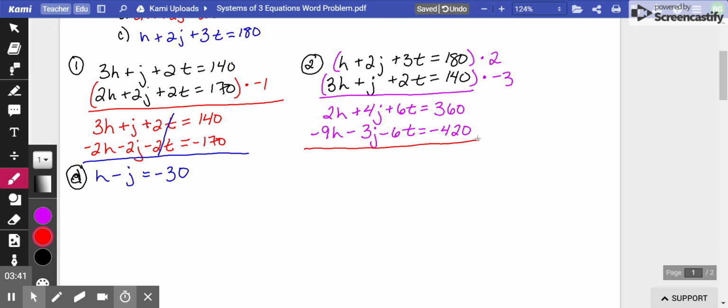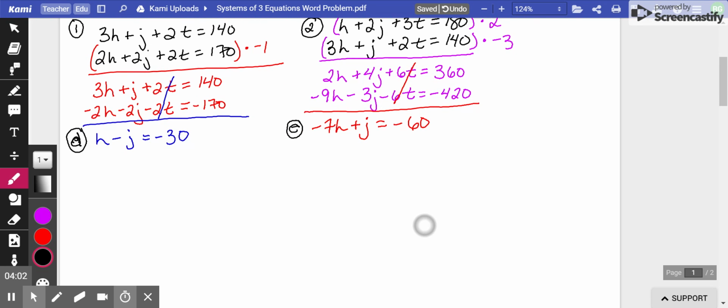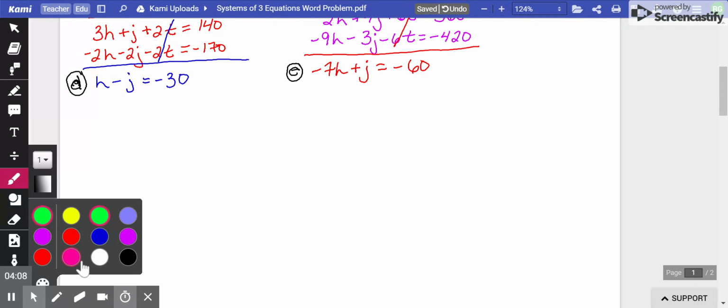Same process, combine your equations. 2h minus 9h is -7h. 4j minus 3j is positive j. 6t minus 6t cancels. 360 minus 420 is -60. We're going to call this equation E. So notice through steps 1 and 2, we have created two brand new equations, which leads us to step 3.